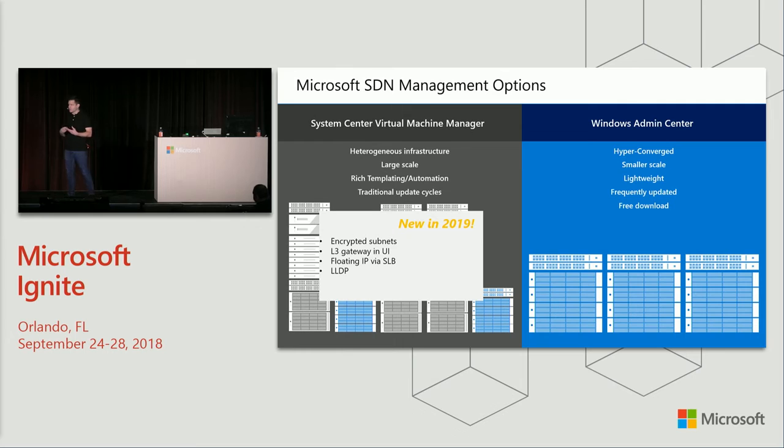VMM does have a few new things related to SDN as well. They had a session yesterday where they talked about some of these. They've added support for encrypted subnets. It's very easy to turn on encrypted subnets. They've added layer 3 gateway configuration in their UI. So now you can actually set up your virtual network to talk to a VLAN without using any PowerShell. So that's a great thing, really makes things easier.